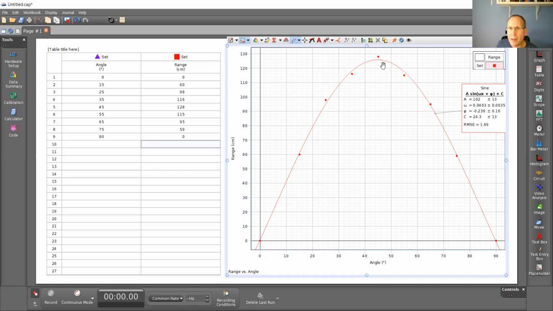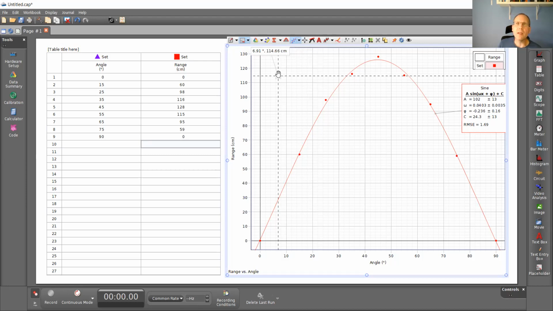Now we want to find the peak of the graph here. We don't want to find your highest data point. We actually want to find the peak of the curve with the sine fit here. So this point right here. So how do I find that point? That's where we use the coordinate tool. So to do that, you have to click on the coordinate tool, which is to the right of the fitting tool, right here. And we're going to choose add coordinates, the first one.